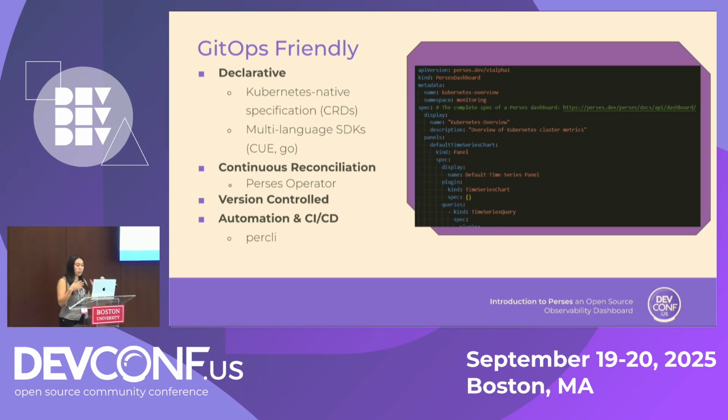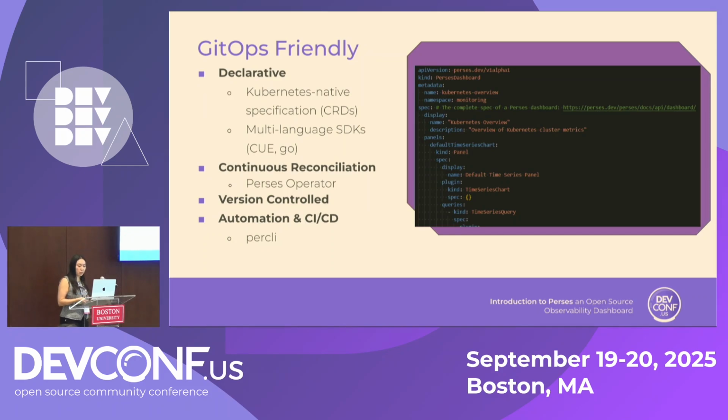Perses also provides an SDK, a software development kit, in 2 languages, Golang and CUE lang. These SDKs offer programmatic interfaces that allow developers to define and generate dashboard configurations using code, which is much easier than the alternative of manually writing YAML and JSON, which is terrible, or manually clicking through the UI to generate a dashboard configuration.